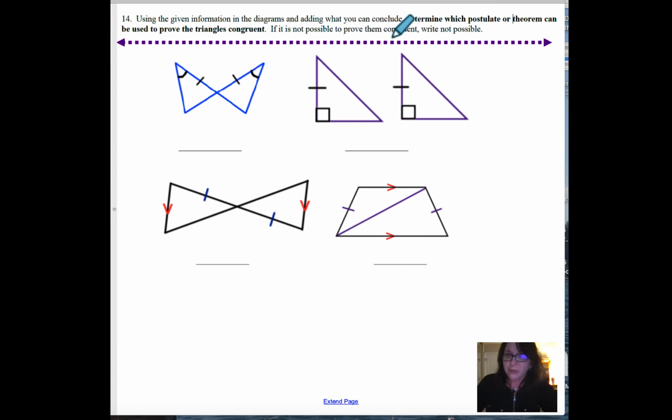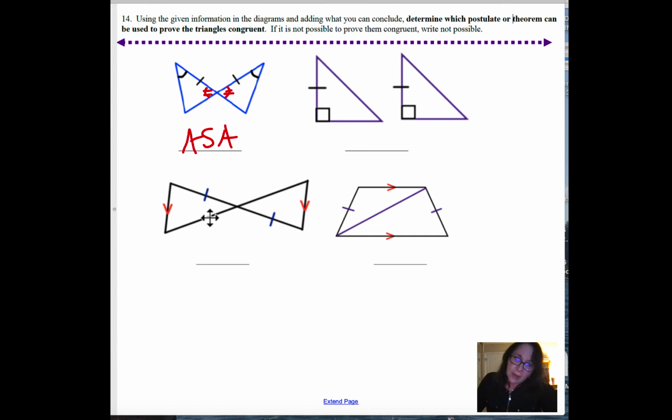If it's not possible to prove them congruent, write not possible. So for this one right here, we have an angle congruent to an angle. We have a side congruent to a side, and we know that these are vertical angles, and so those are also congruent. So these two triangles are congruent by angle, side, angle.